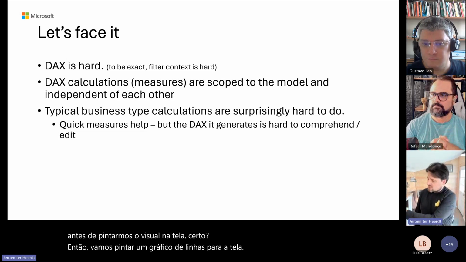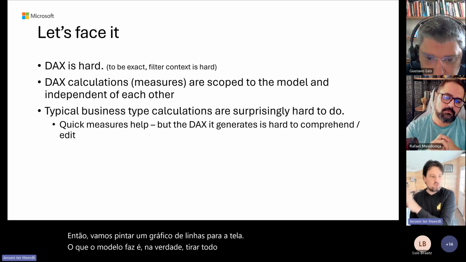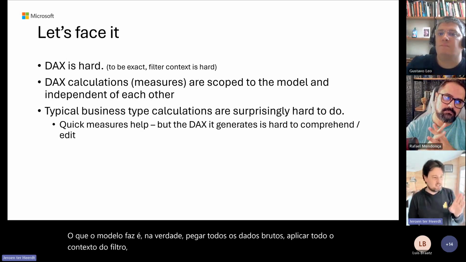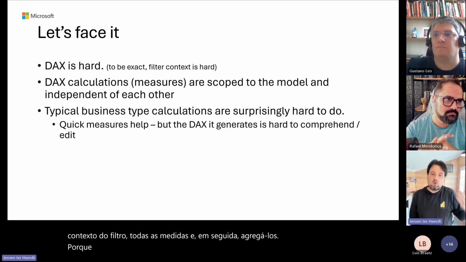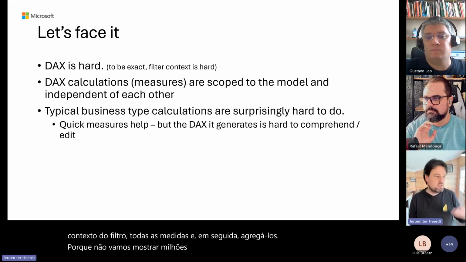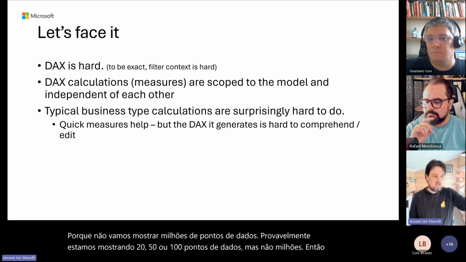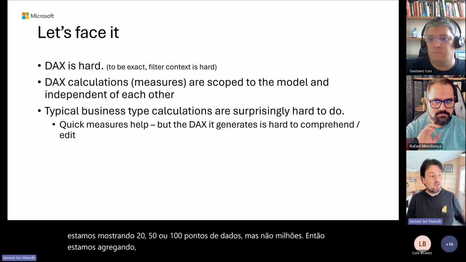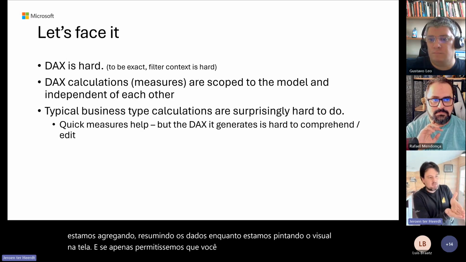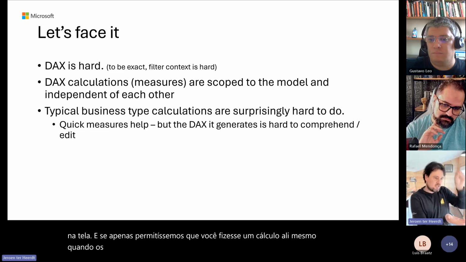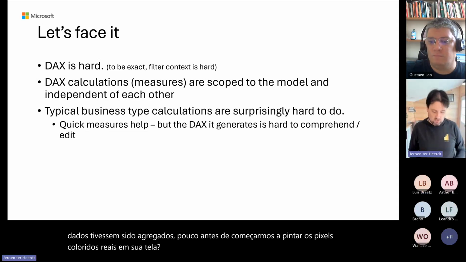What the model does is actually take all the raw data, apply all the filter context, all the measures, then aggregate it, because we're not going to show you millions of data points. Probably we're showing you 20 or 50 or 100 data points, but not millions. So we're aggregating, summarizing the data while we're painting the visual onto the screen. What if we just allowed you to do a calculation right there when the data has been aggregated, just before we started painting the actual colored pixels onto your screen? And that is essentially what visual calculations are.